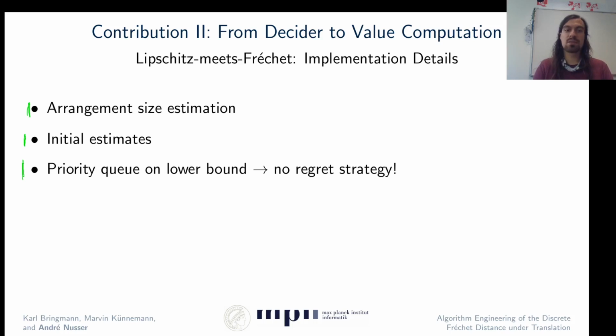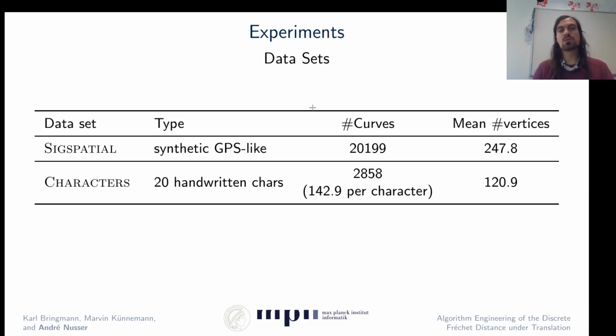And what is very important is that now we actually have to decide in which order we explore the boxes in the branch and bound strategy. And what we do is we explore it in increasing lower bound of the boxes, which is a no regret strategy. So even if we know the value already, then we still would have to explore the boxes just to find the spot where the minimum is actually realized. Good. We also did some experiments on a 6 spatial data set and on the characters data set.